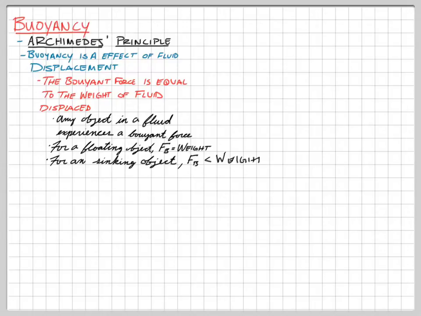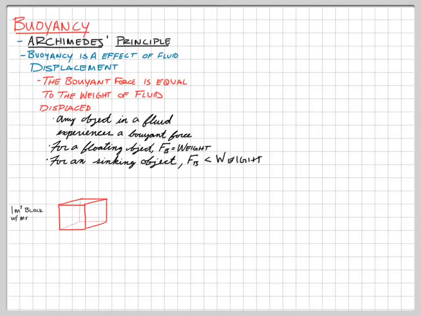For a sinking object, the buoyant force is less than the weight of the object. It's an important thing to keep in mind. Less than the weight, the weight wins, so the object sinks downward. So let's look at a quick example of buoyancy.